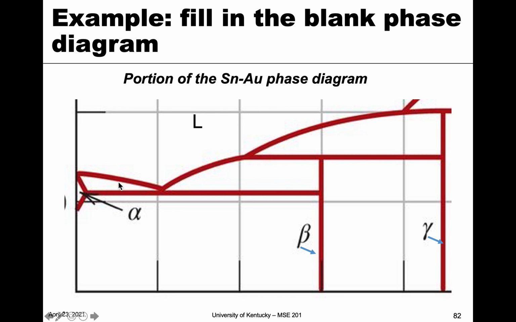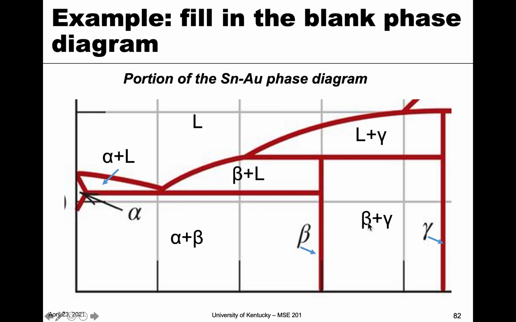And then I did them in a different order, but this region here is surrounded by alpha on the left, liquid on the right. And so we know it's alpha plus liquid. Same thing here. Liquid is on the left in this case, and then beta is on the right. And so this is beta plus liquid. This, like I said before, is alpha plus beta because of what's to the left and right. This region here, you have to remember that these are lines, right? Line compounds. So this is another region, and this is going to be beta plus gamma.